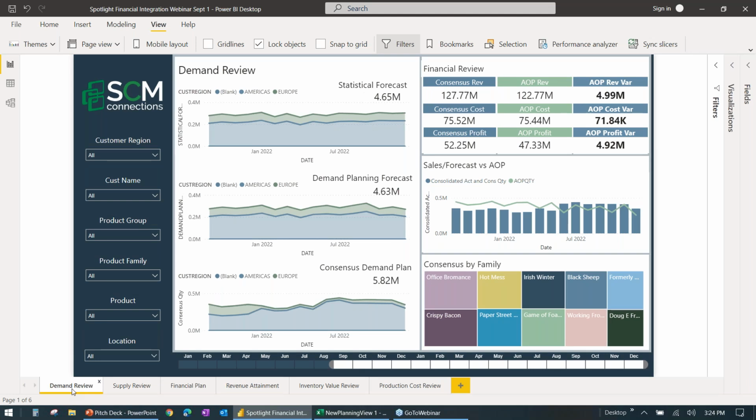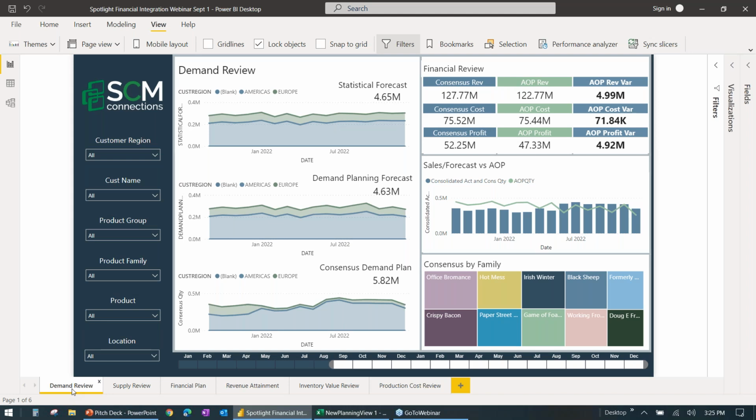We're going to talk through quantities first. We'll talk about what's considered a demand review and a supply review. And then we'll talk about the high-level financial plan, which is looking at your profitability and cost versus your plan and where you stand today in meeting your financial objectives, and then drilling down. And then finally, we'll go into the specifics around revenue: are you hitting your revenue targets and your revenue attainment, and then looking at your inventory values, what those look like going forward, your average inventory, your projections, et cetera, and then finally your production costs and looking at the absorption numbers.